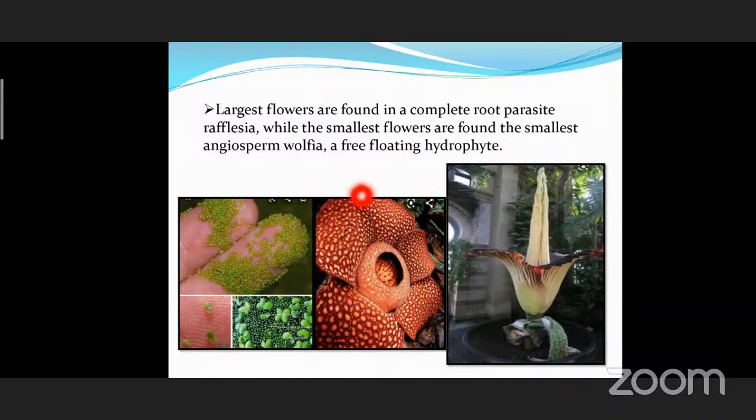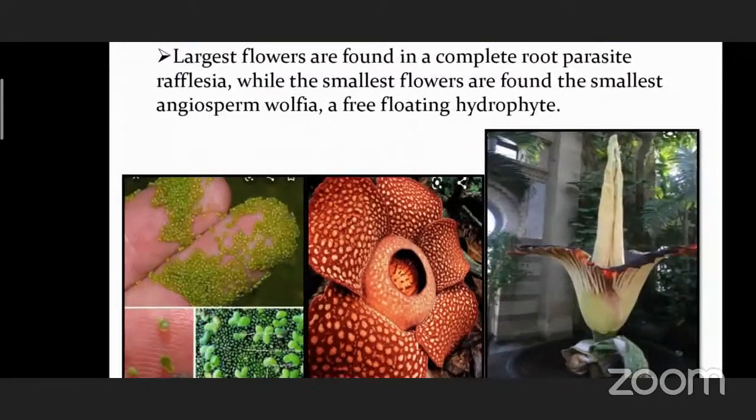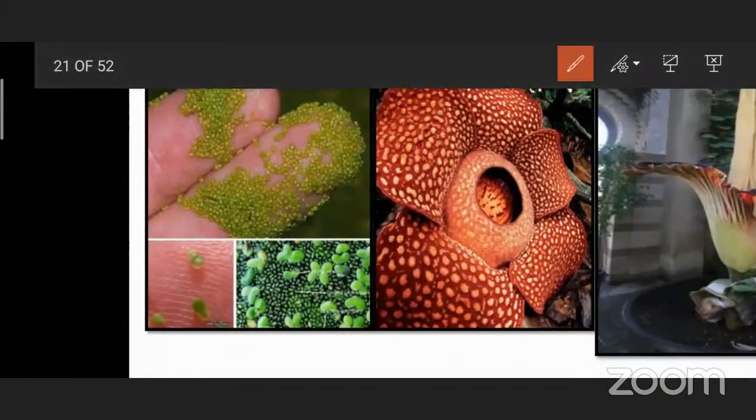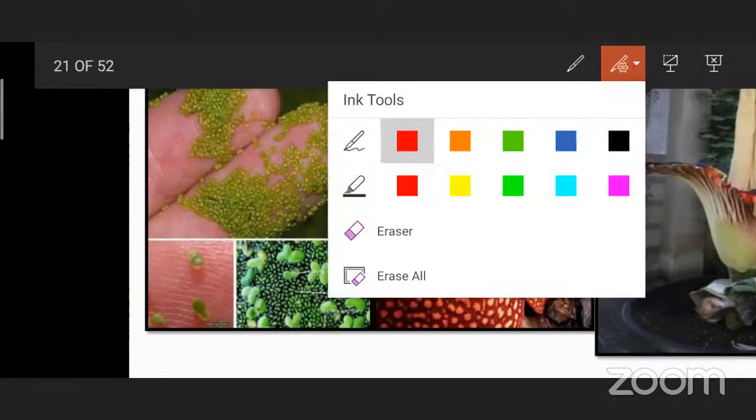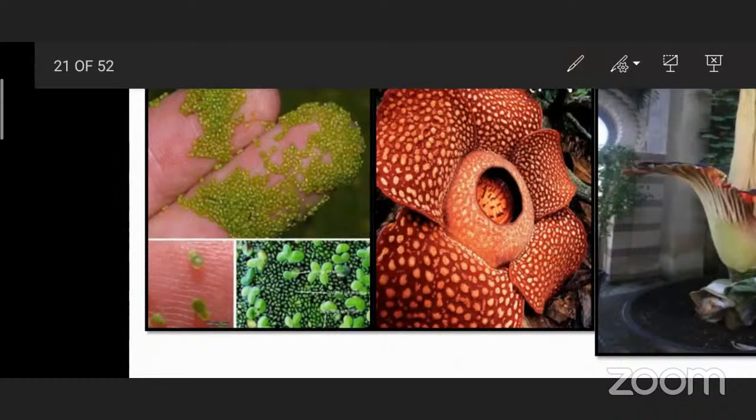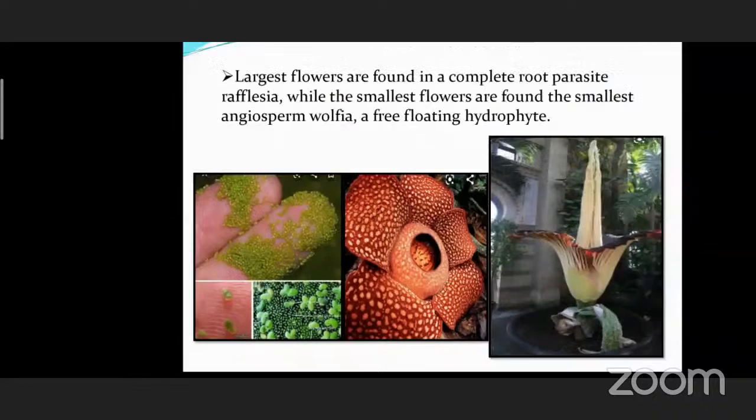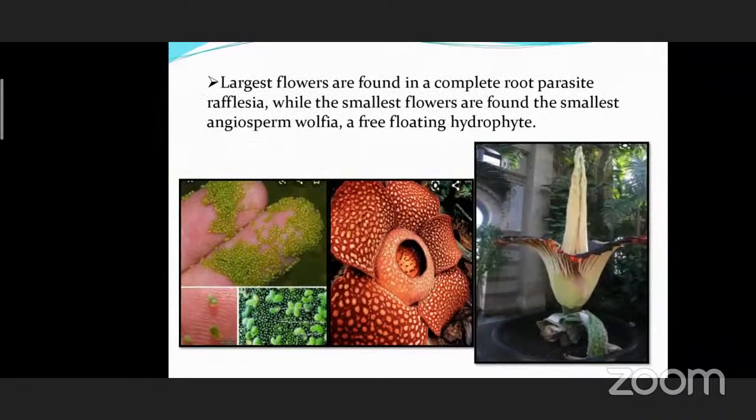Next, the largest flowers are found in a complete root parasite, that is Rafflesia. The largest flower is Rafflesia, while the smallest flower is found in the smallest angiosperm, example Wolffia. Wolffia is a free-floating hydrophyte. See here, this is the largest flower, example Rafflesia. This is the smallest flower, example Wolffia. This is the largest flower and smallest flower.